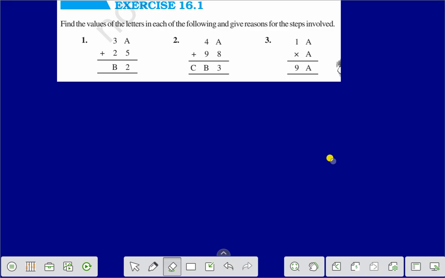Find the values of the letters in each of the following and give results for the steps involved. Let us solve question number 3. Question number 3 here is 1a into a is equal to 9a.